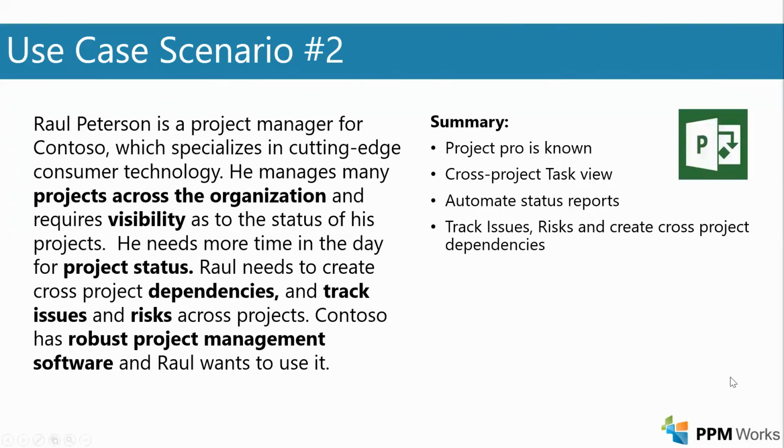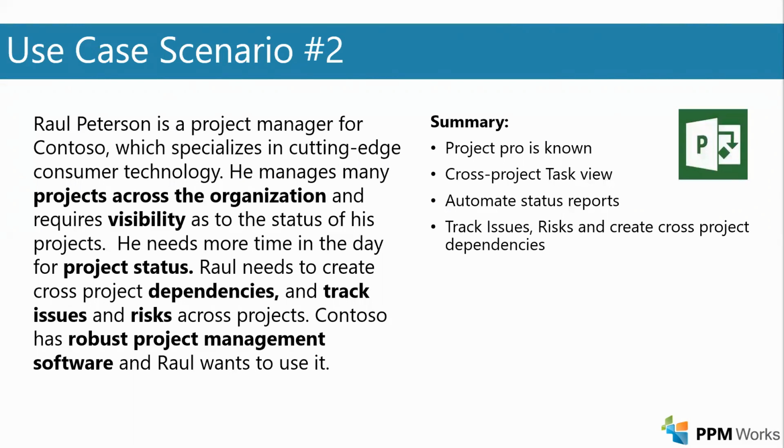We're on to Raul. Raul Peterson now is a PM. He's not in marketing like Diane was, but he's a PM for Contoso. And Contoso specializes in cutting-edge consumer technology, as previously mentioned. So he manages many projects across the organization. Unlike Diane, he's not just managing the Wingtip virtual reality headset, but he manages many projects across the organization. And so he requires visibility as to the status of all of his projects. So he needs more time in the day for project status. Raul needs to create cross-project dependencies and track issues and risks across projects.